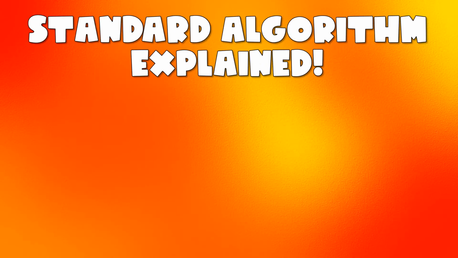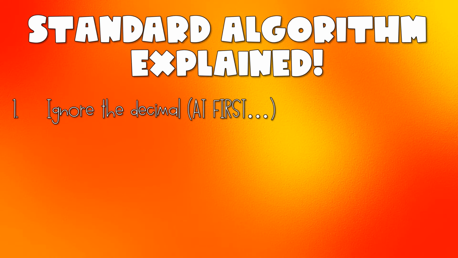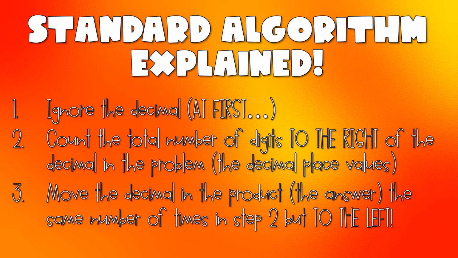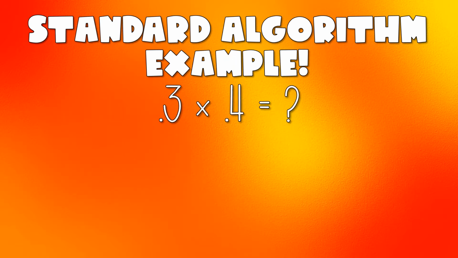So here are the steps to how we do the standard algorithm. On the next slide, I'll give you an example. But the first step is ignore the decimal at first. Count the total number of digits to the right of the decimal in the problem, which are the decimal place values. And then you move the decimal in the product, which is the answer to the multiplication problem. You move the decimal in that product the same number of times in step 2, but to the left. So let's practice. Okay, so let's put those steps into action.